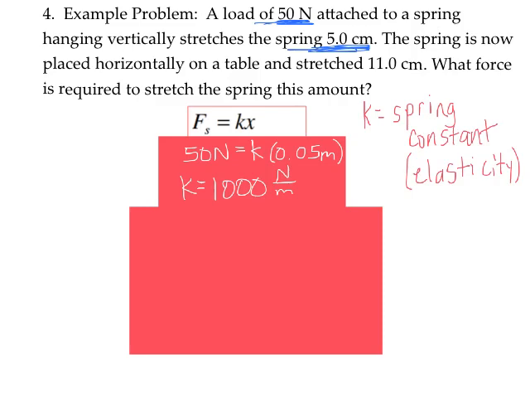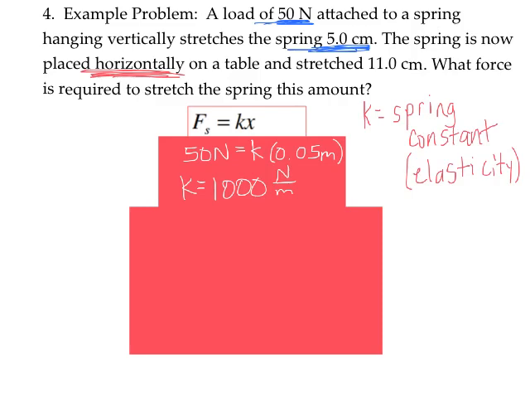So now we have a way to describe the spring itself. And 1,000 is a pretty big number, so this is sort of a stiff spring. It's really hard to stretch it. And now we're going to turn the spring on its side, so we're going to place it horizontally. That's what's new for this chapter.